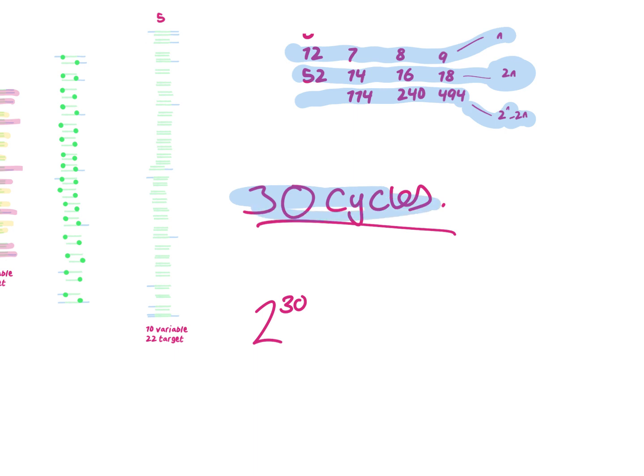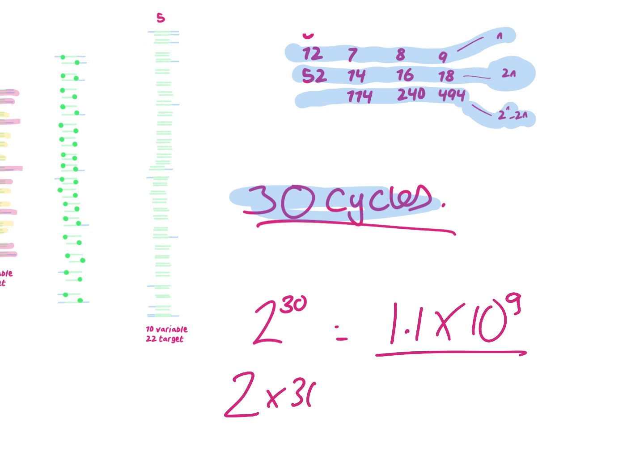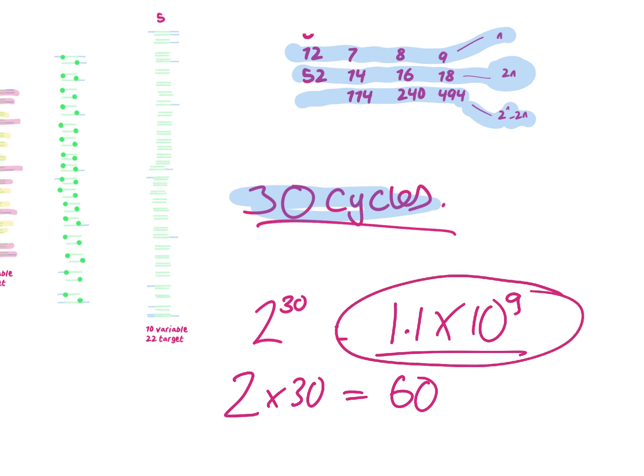And that gives us a massive number, which equals 1.1 times 10 to the power of 9, which is an absolute whopper of a number. The variable length fragments would simply be 2n. So 2 times 30, which is 60. So you can see after 30 cycles, we've got an absolute colossal number of target DNA fragments and a completely almost irrelevant number of variable lengths.